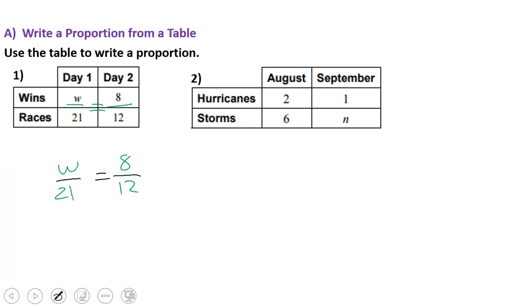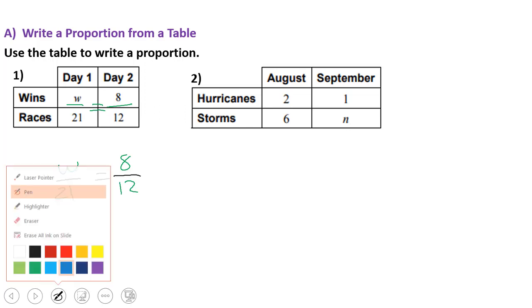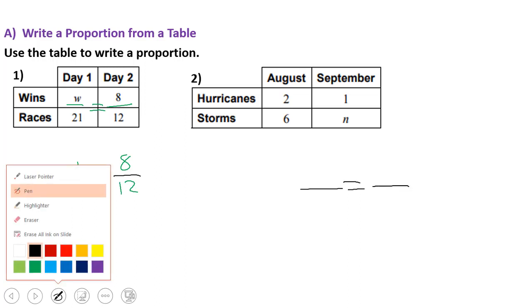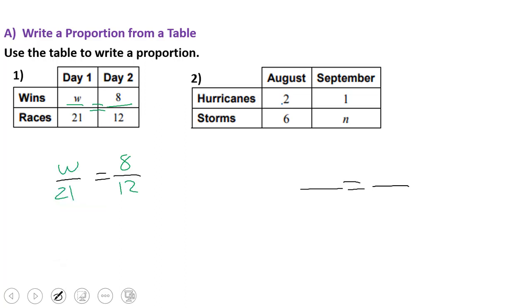Let's go to example number 2. In example number 2, we have hurricanes and storms for August and September. In this one, I'm going to use the rows. In other words, I'm going to take my proportion template. I always write that first, by the way. My proportion template. And I'm going to write the number of hurricanes from August to September, 2 to 1. And the number of storms from August to September, 6 to n. And there's my proportion. That will help me solve it.